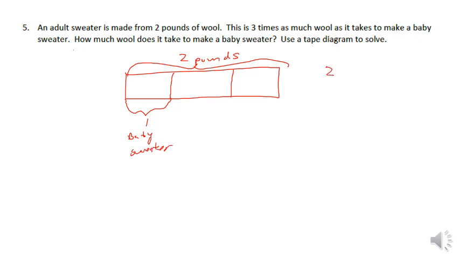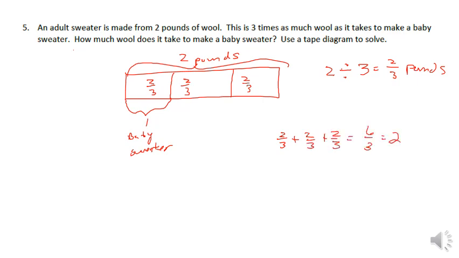So I can see I have 2 pounds divided by 3 equals 2/3 pounds. So each one would be 2/3 pounds. And we can see that because if we wanted to check it, we would go 2/3 plus 2/3 plus 2/3, which equals 6/3, which equals 2 pounds. Checks.